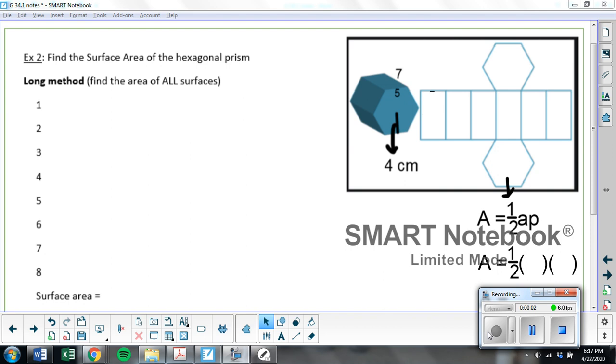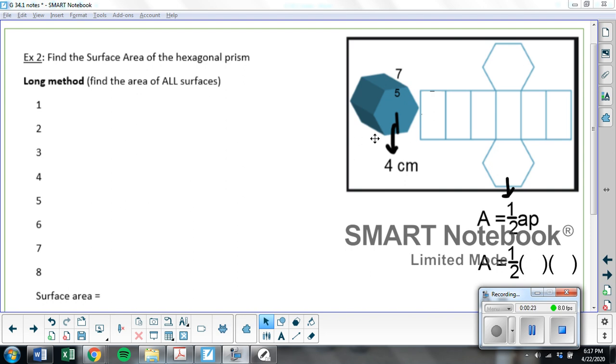Okay, this is 34-1 part 2. So we're going to do another example the long way and the short way, just so you get another idea and understanding of how surface area works and what it is, and then we'll do two more just with the short method. So the long method is finding the area of all of the surfaces.